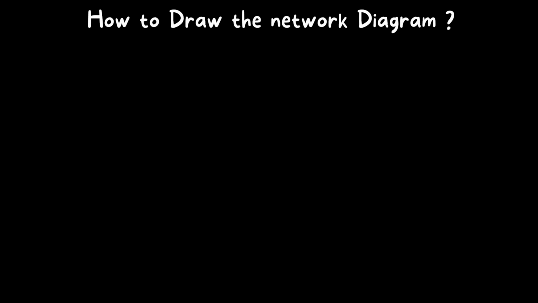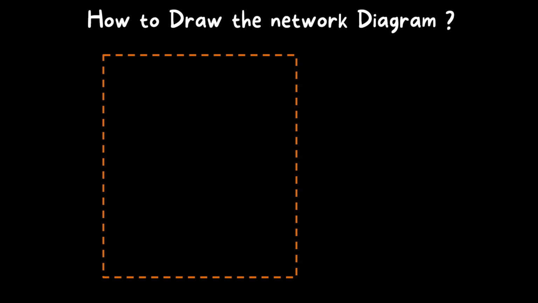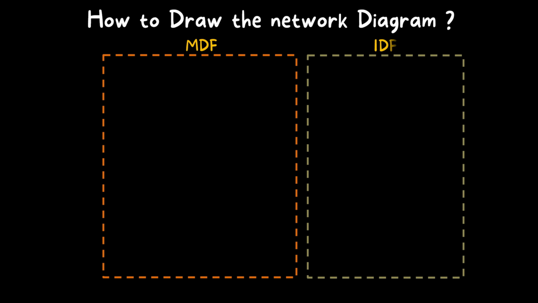Now, how to draw the network diagram? From the previous steps, we have identified how many network cables are required, how many switch ports are required, and how many switches are required. Now let's draw the network diagram of our upcoming furniture company. So here we have 2 rooms. One is the main distribution frame, MDF, and another one is the intermediate distribution frame, IDF. So this is our MDF and this is our IDF.